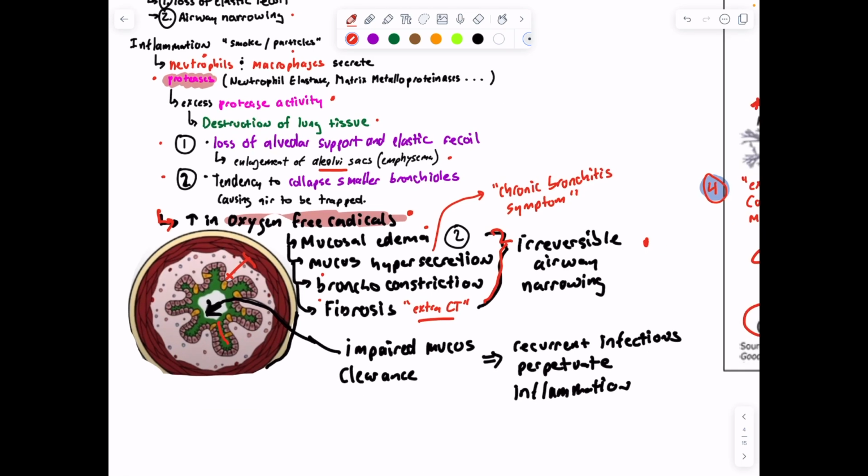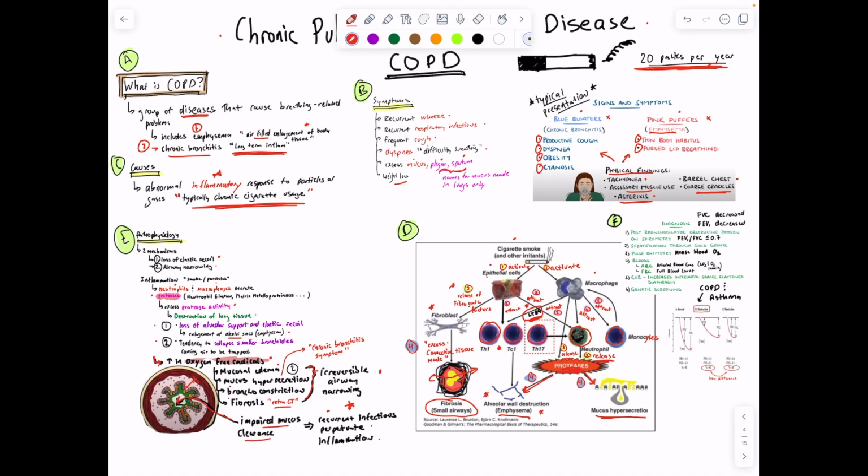All right, and so the overall summary of this is that it's difficult for air to get in and out, air gets trapped, and extra mucus is going to be hard to get rid of. This can be kind of a cyclic thing, in that it can cause recurrent infections, which can perpetuate the inflammation that is really the hallmark of COPD.